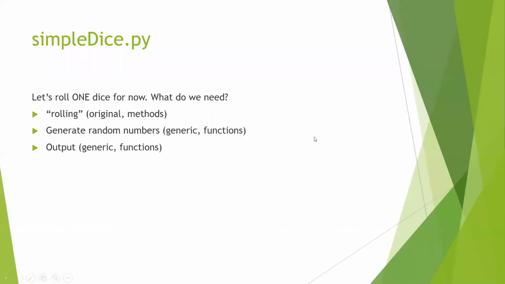So let's roll one dice for now, because in order for us to roll two dice, it's better for us to figure out rolling one dice, and then rolling the second dice will be relatively easier. What do we need? Well, we need the rolling action, and it's going to be original because Python won't be very nicely providing you with a method that's called roll and does what we want, rolling the dice. We have to do that ourselves.